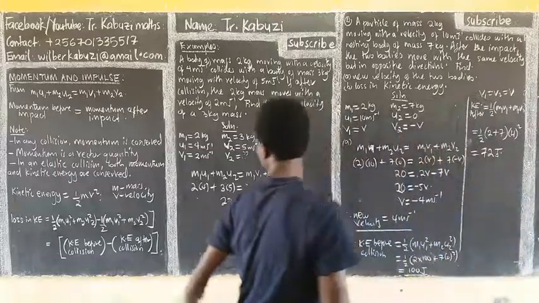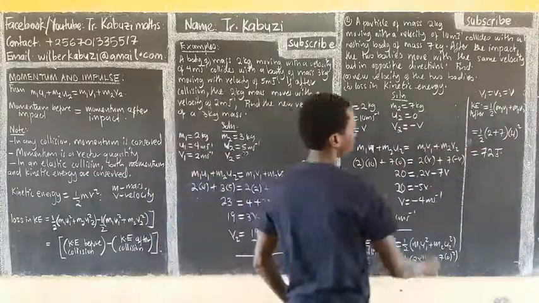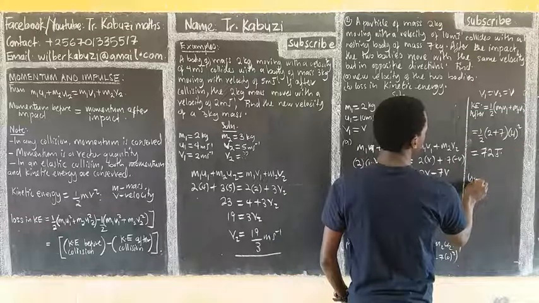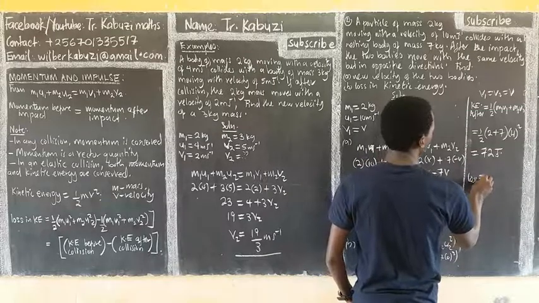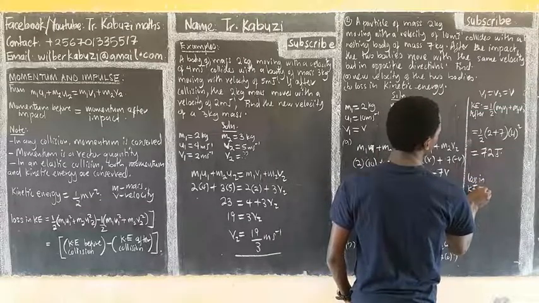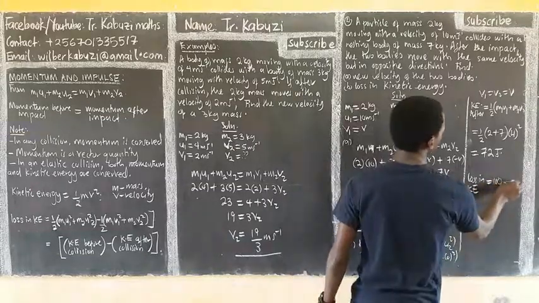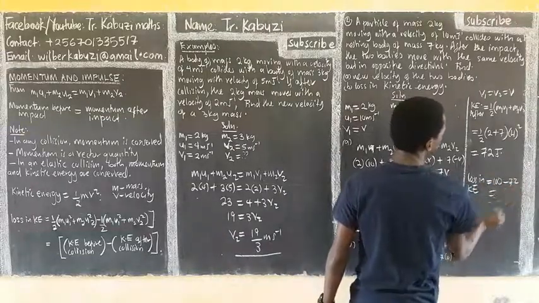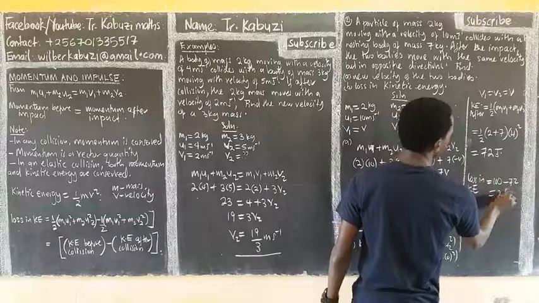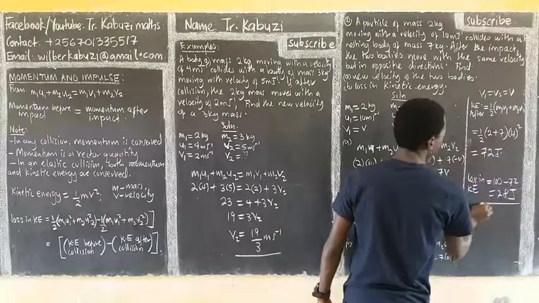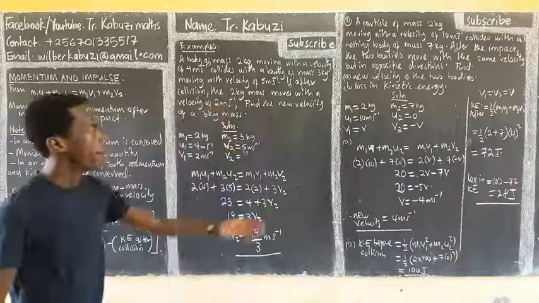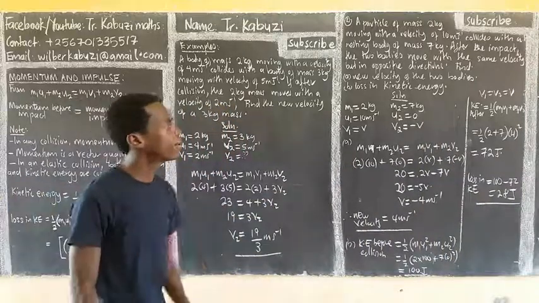So now, therefore, our loss in KE is going to be the one before, 100, minus 72, and this will give us 28 joules, which becomes our answer. So basically, that's what we had to do for that question.